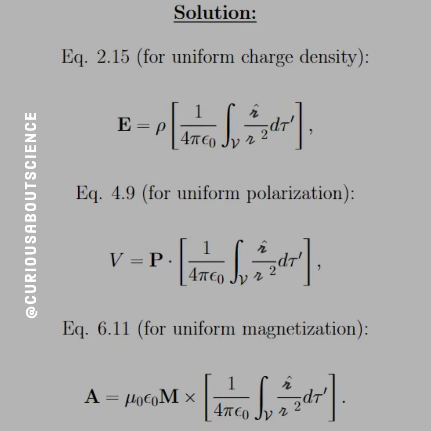So let's first start by stating what these equations are. Equation 2.15, which of course would vary book to book, is for the uniform charge density. The electric field is E equals rho times 1 over 4 pi epsilon naught times the integral that we just discussed. Equation 4.9 for uniform polarization: the potential is equal to the polarization dotted with 1 over 4 pi epsilon naught times the integral. And then equation 6.11 for uniform magnetization: A is equal to mu naught epsilon naught M cross the 1 over 4 pi epsilon naught integral.